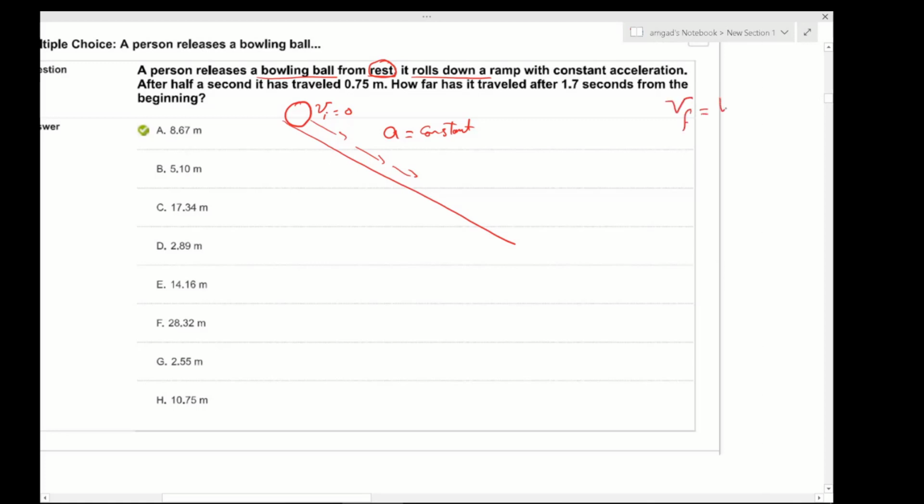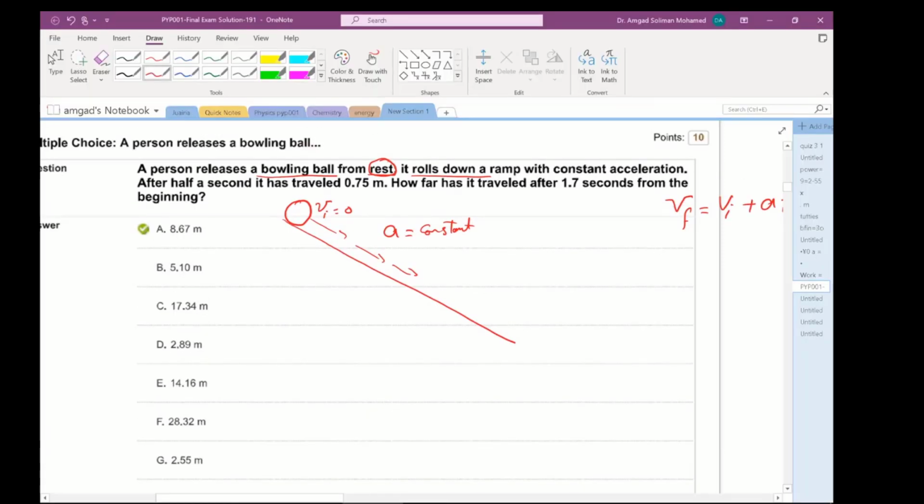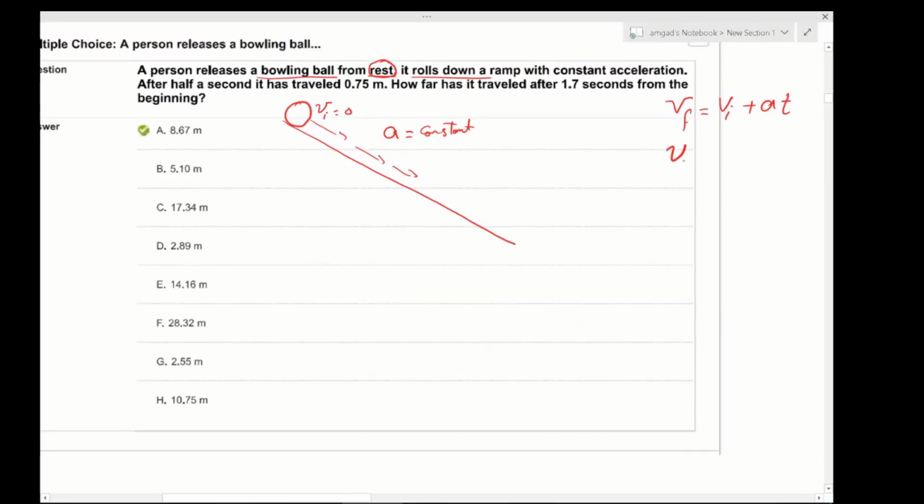V final equals V initial plus A T. V final square equals V initial square plus 2 A times distance. And the distance equals V initial times T plus half times A times T square. So these are the 3 equations that you cannot go to any physics exam without them. If you go to any physics exam, you must remember these equations.